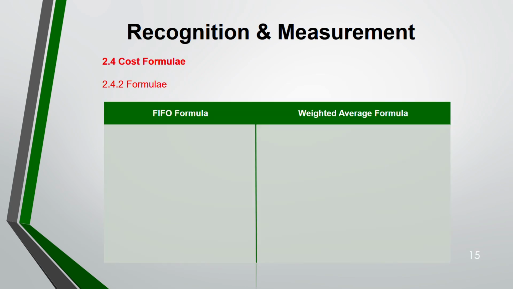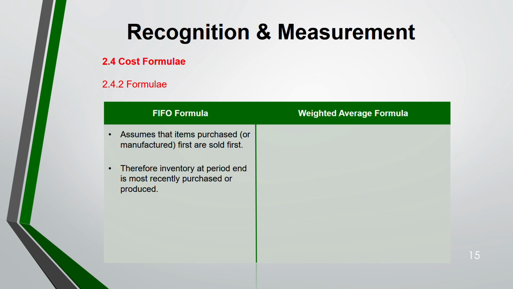Okay. Now, the FIFO formula. It assumes that items that have been purchased or manufactured first will be sold first. They go by this assumption. Next, inventory at the year end is the most recently purchased or produced. Therefore, the inventory that you will see at the year end is based on the most recently purchased or produced, because items that were in the inventory before must have been sold. You purchase them and you're selling them first.